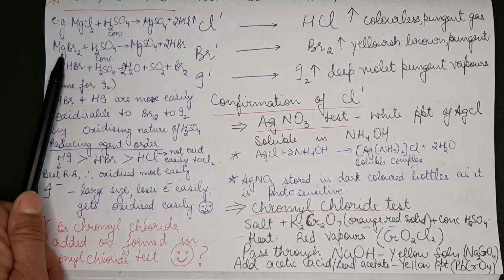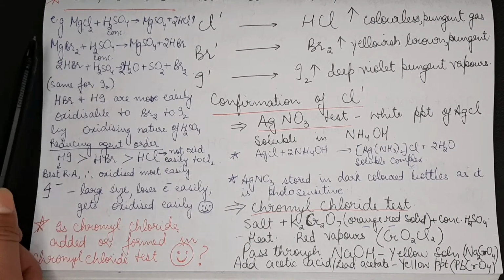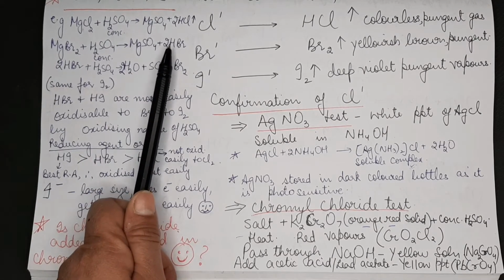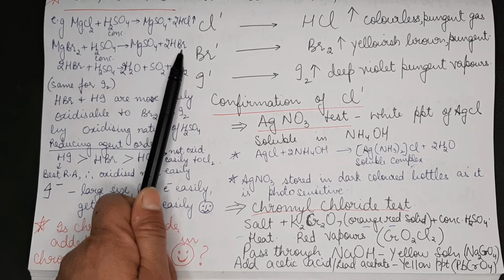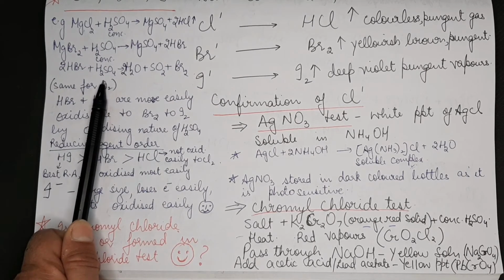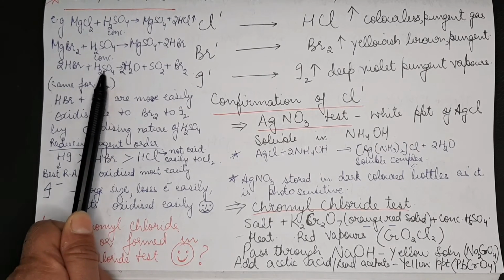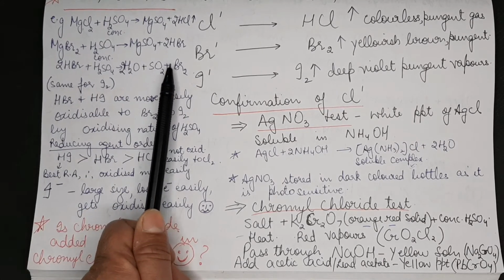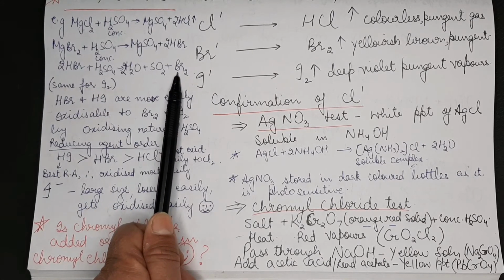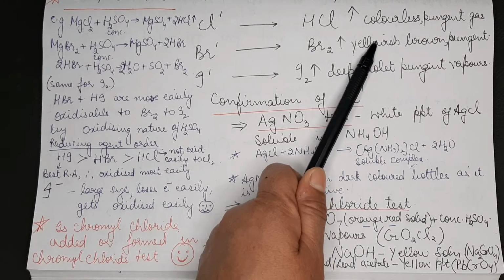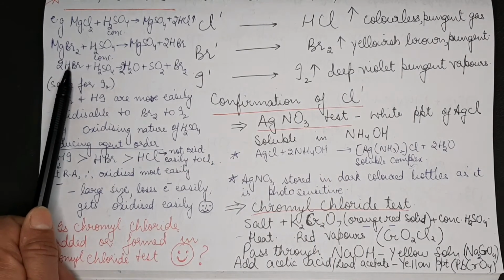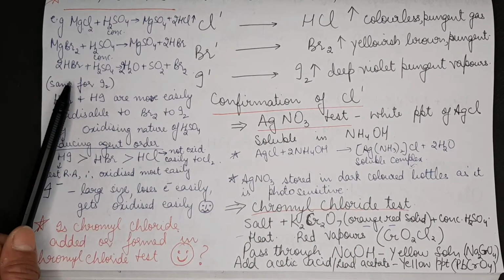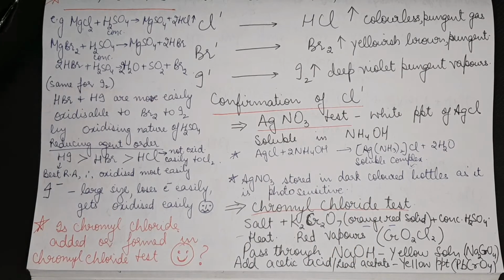But if we had a bromide or an iodide salt with concentrated sulfuric acid, we'll first get liberation of HBr or HI. But immediately, with this strong oxidizing concentrated sulfuric acid, HBr will get oxidized to bromine. So you will be observing yellowish brown pungent gas, and in case we had HI here, iodine, deep violet colored vapors. Okay, now why this difference?